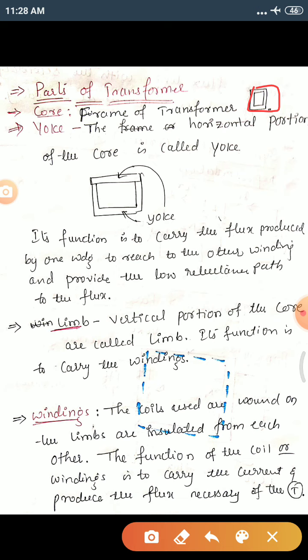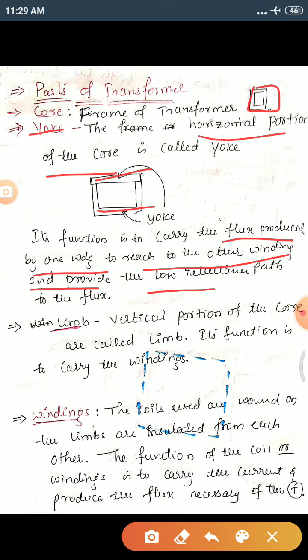Next let's see the yoke. The yoke is the horizontal portion of the core, and its function is to carry the flux produced by one winding to reach the other winding and to provide a low reluctance path to the flux. Remember the functions of each.